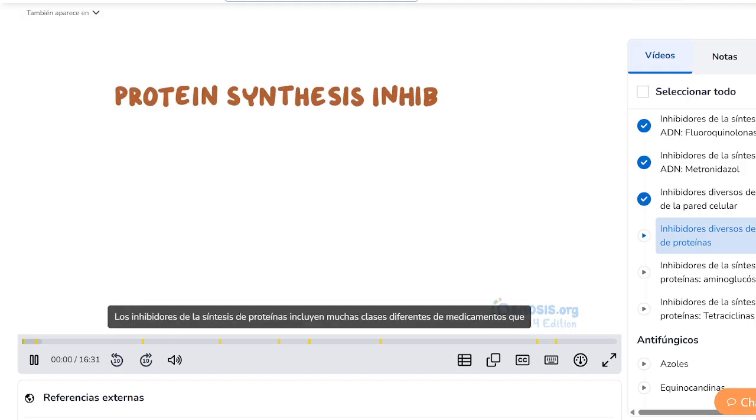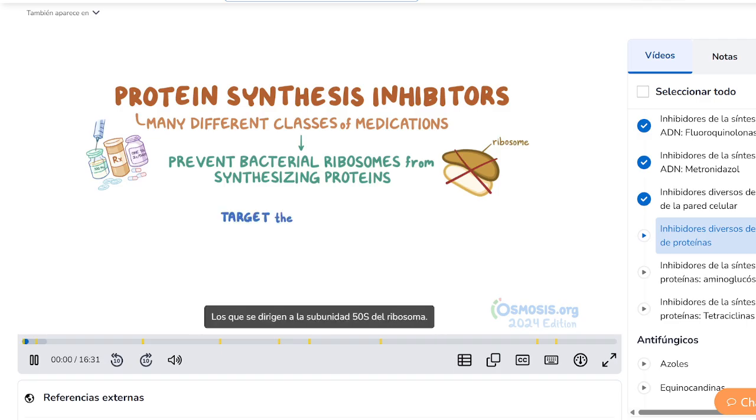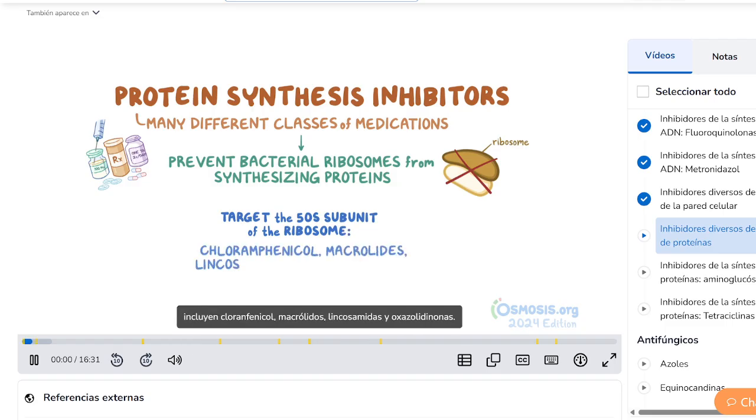Protein synthesis inhibitors include many different classes of medications that prevent bacterial ribosomes from synthesizing proteins. The ones that target the 50S subunit of the ribosome include chloramphenicol, macrolides, lincosamides, and oxazolidinones.